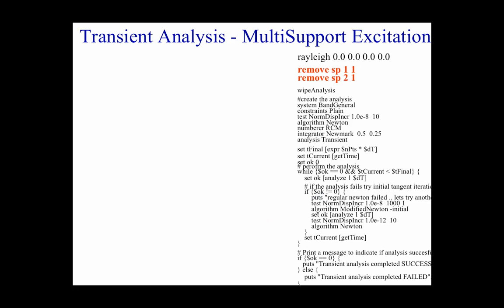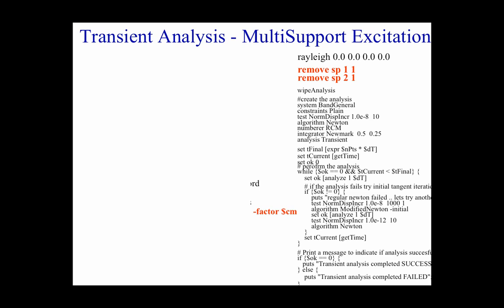So what I'm doing here is the same example. I'm just showing how to do multi-support excitation. The differences are in red compared to the previous slide. So instead of a uniform excitation pattern, the pattern is multi-support. With the multi-support command, you specify a number of different ground motions. In this example, I'm going to use the same ground motion at the supports. I could specify different ground motion at each support if I wanted to, just by issuing multiple different ground motions.